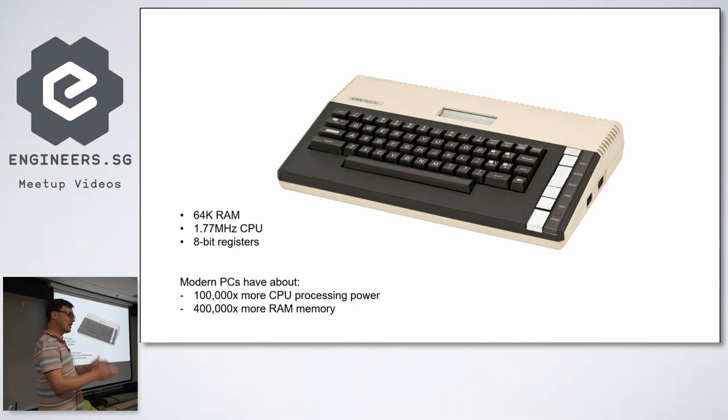Now, 1.77 megahertz CPU. That's not gigahertz, megahertz. It had 8-bit registers, so none of this 64-bit nonsense. You got one character in a register and that was it. If you wanted a number bigger than 127, you had to use two registers, sorry. Modern PCs have about 100,000 times more CPU power based on MIPS, instructions per second, and about 400,000 times more RAM.